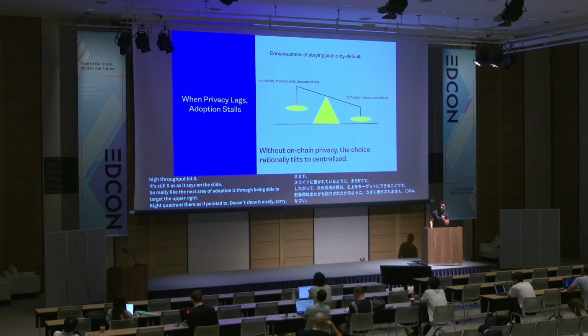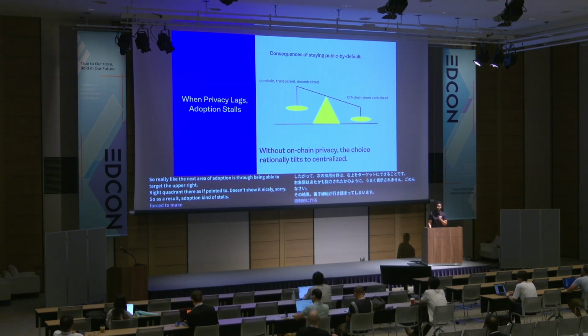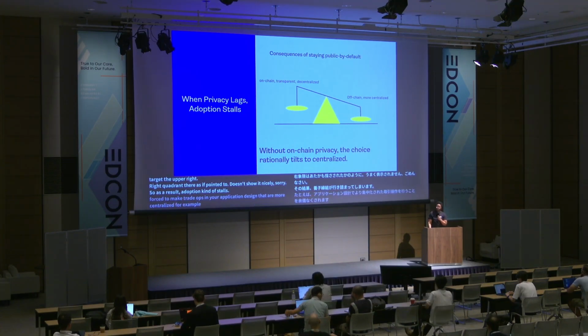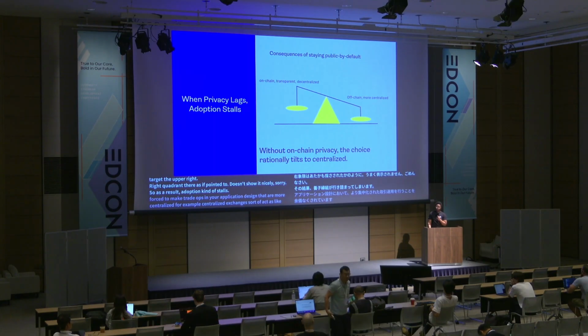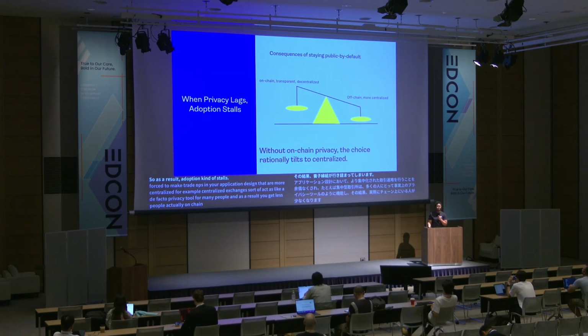As a result, adoption kind of stalls, and you're forced to make trade-offs in your application design that are more centralized. For example, centralized exchanges act as a de facto privacy tool for many people, and as a result, you get fewer people actually on-chain. They're still just using crypto through Coinbase, for example.